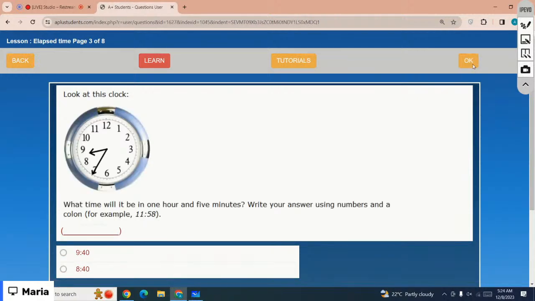Okay, look at this clock. What time will it be in 1 hour and 5 minutes? So, which is the correct option? Right, in 1 hour and 5 minutes, it would be 9:40. The correct option is 9:40. It is right.